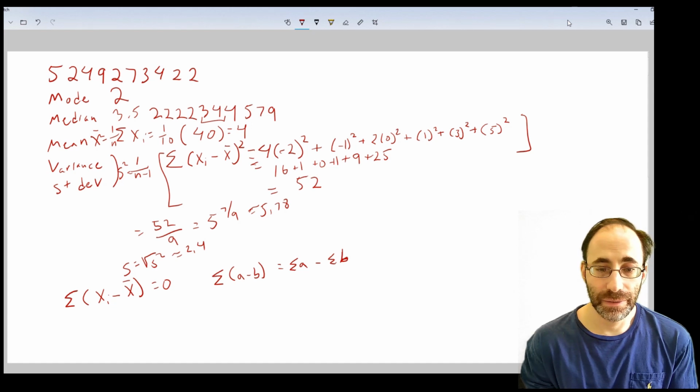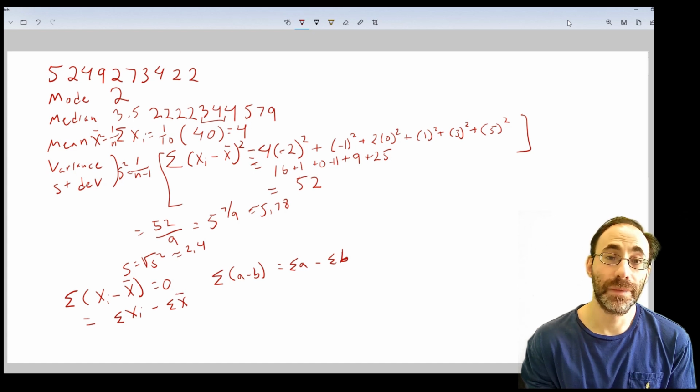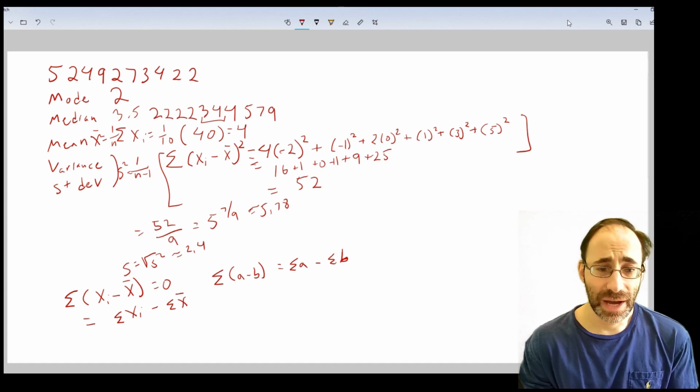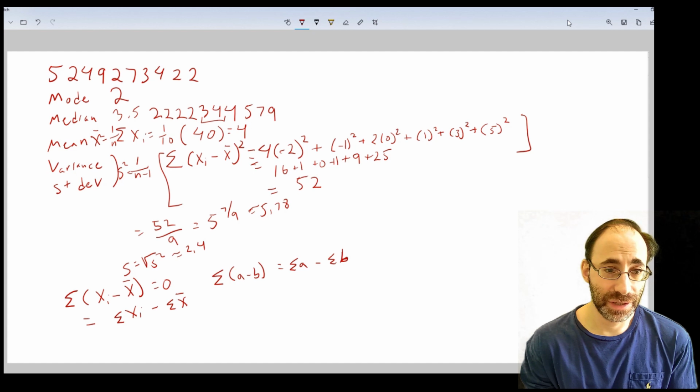So what do we do with that? Well, this thing then becomes the sum of xi minus the sum of x bar. Well, what's that? So the sum of xi, remember the mean definition from up here is x bar equals 1 over n times the sum of xi. So if I multiply both sides by n, I get the sum of xi equals n times the mean. So the first term here is going to equal n times the mean.